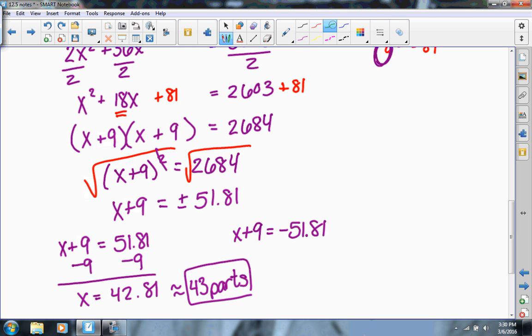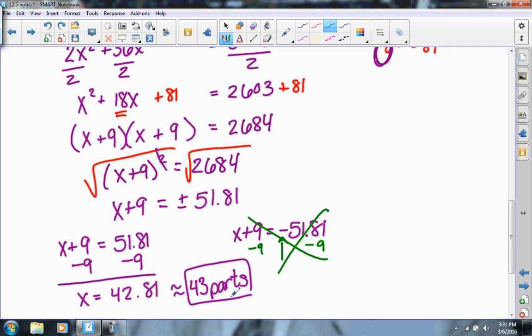Now this other problem here, I've got a negative 51.81. That doesn't make any sense. That means I have negative 51 parts. That means I can make 51 of them that are wrong. I can throw away 51 of them. That doesn't make any sense. And if I subtracted the 9, I'd get a bigger negative number. So this doesn't make any sense for our word problem. Okay, it doesn't make sense to have a negative number of parts.